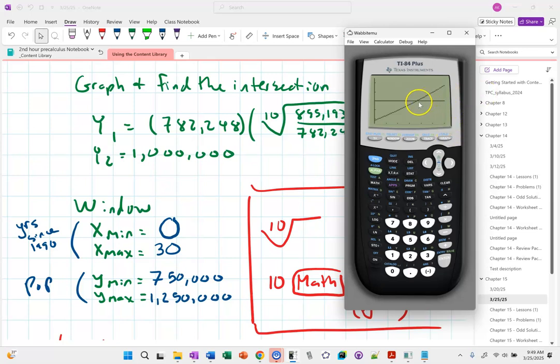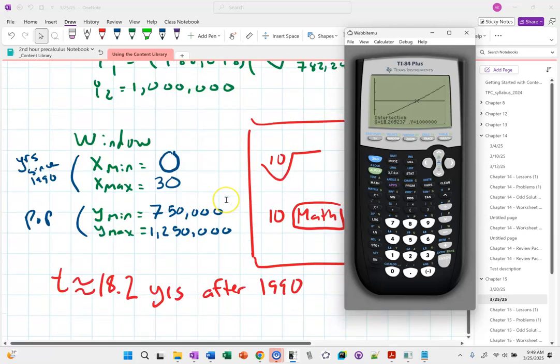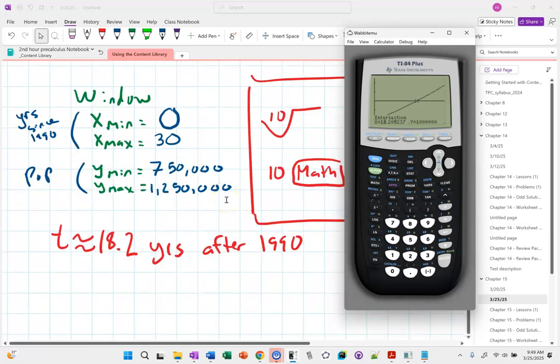So there's my intersection. To find that, I just do second and trace. Pick the intersect command. There's just two lines and one intersection, so I'm just going to press enter 3 times. And there's my 8.2-ish for my answer. Everybody okay there?